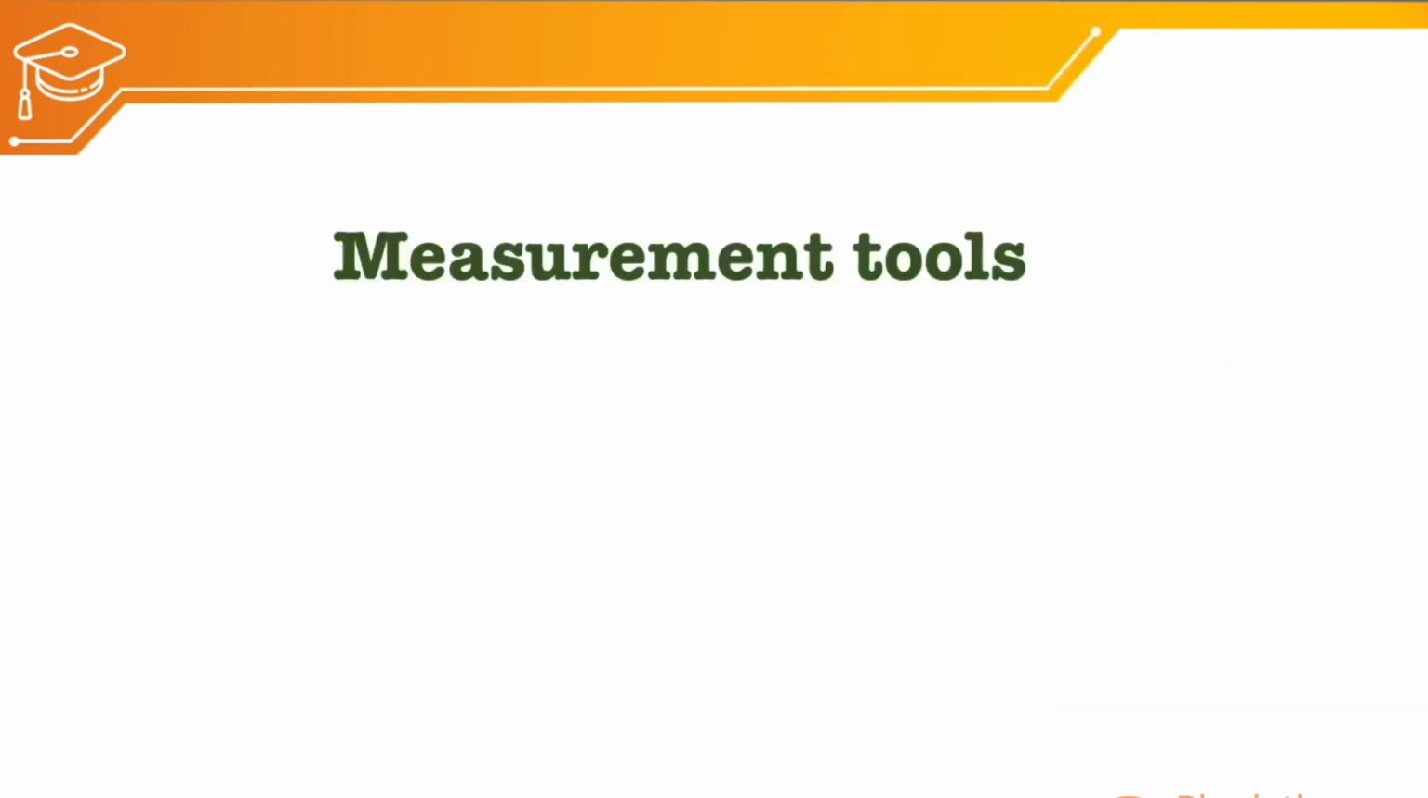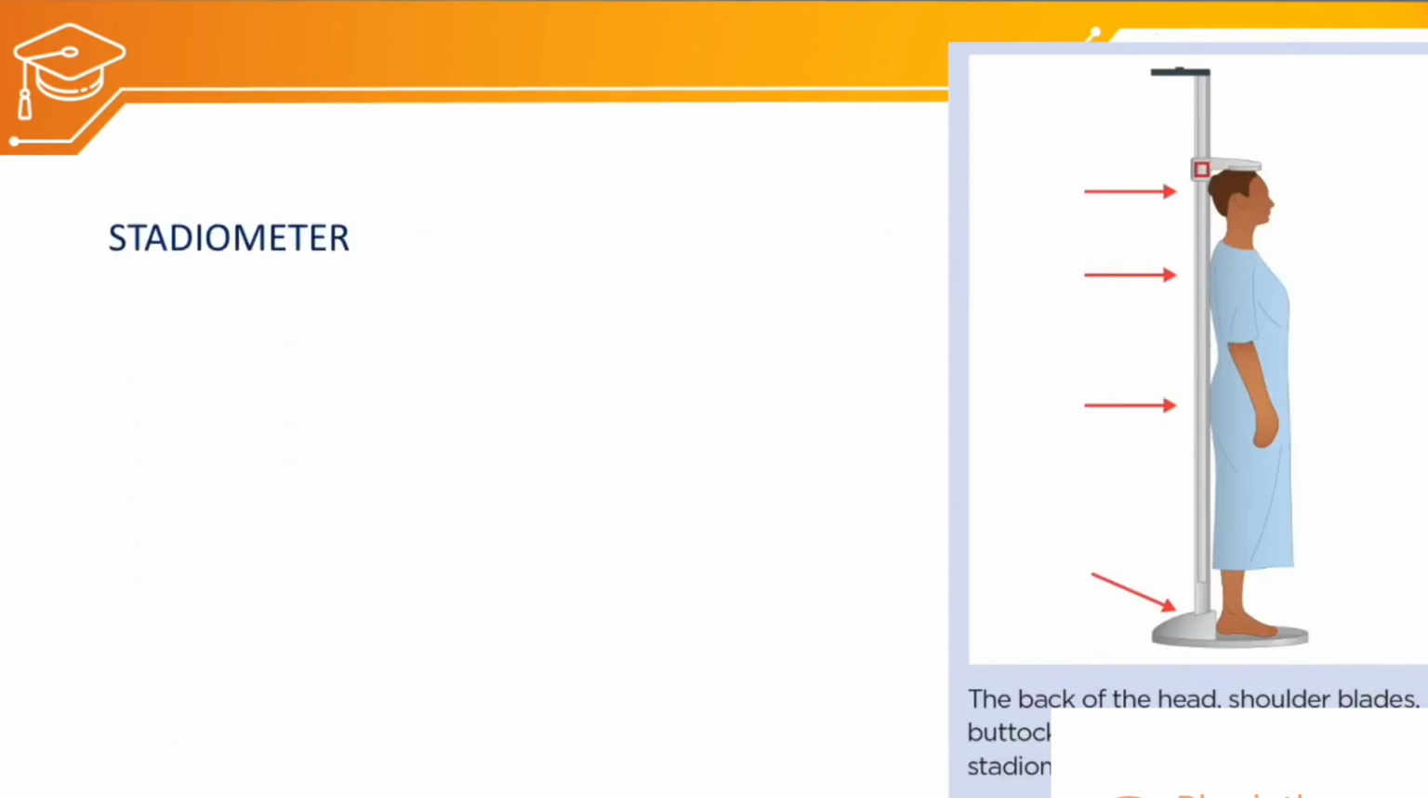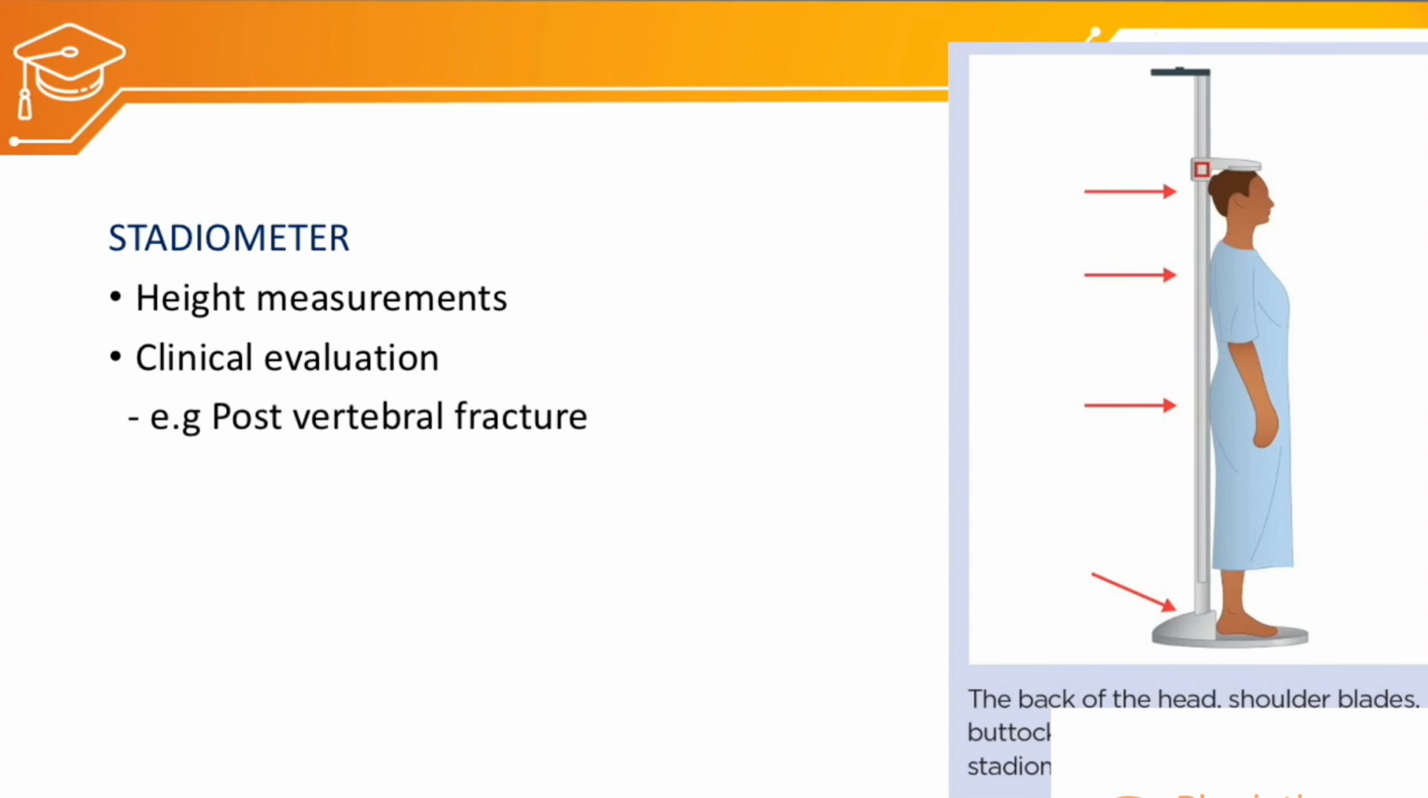So coming to measurement tools. What are the few measurement tools that we can discuss here for anthropometric measurements? The first one is called a stadiometer. The stadiometer is used mainly for measurement of height. It is used in clinical evaluation, especially after, for example, a vertebral fracture. Post vertebral fracture, we can measure whether there is any reduction or increase in the height.